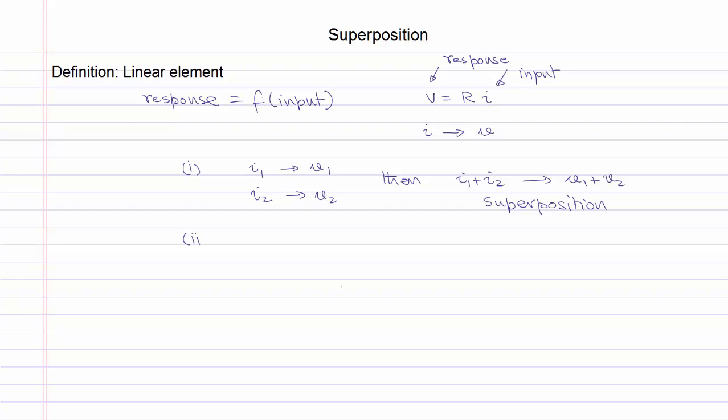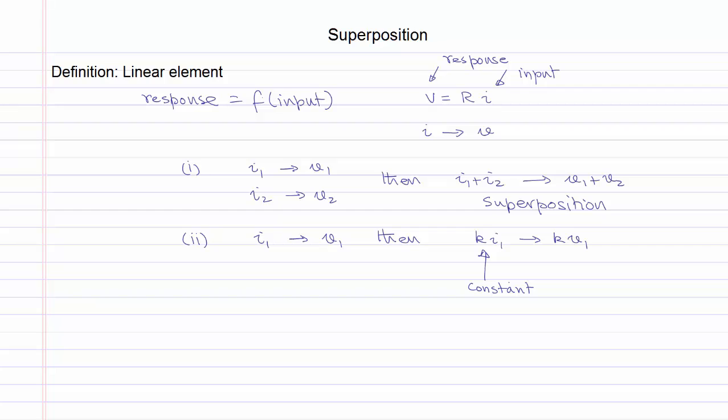The second property that a linear element must satisfy is that if the input is I1 and the response is V1, then an input of K times I1 will produce a response K times V1, where K is any constant.